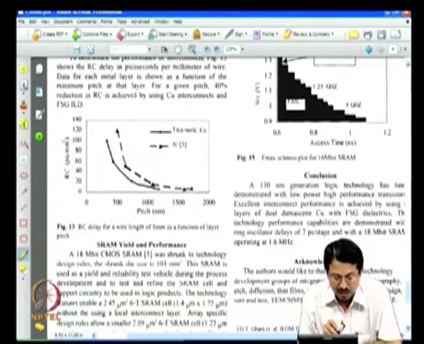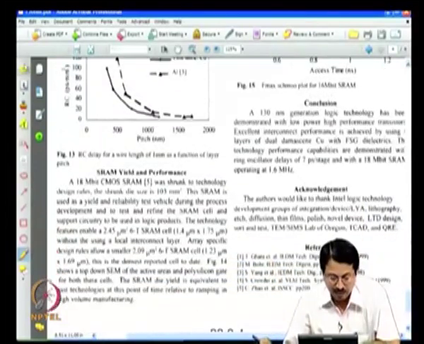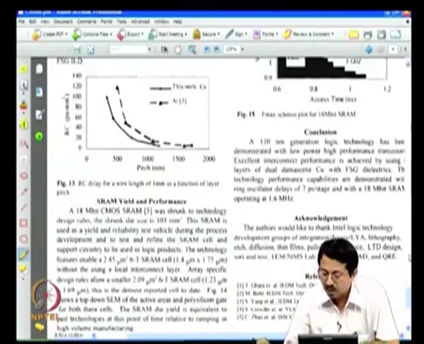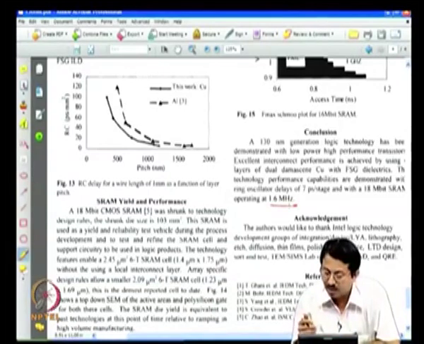At the same pitch, copper technology gives much lower delay compared to aluminum technology, and that is what they have done, and they have been able to make an SRAM and demonstrate that 18-bit SRAM is operating now at 1.6 megahertz, much higher frequency.